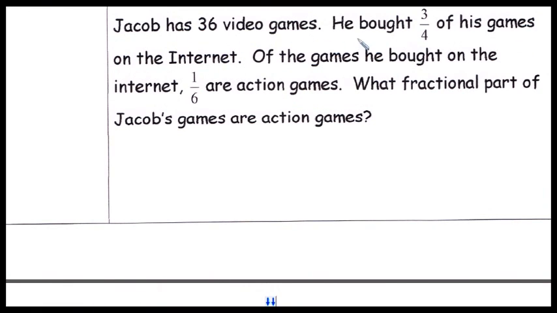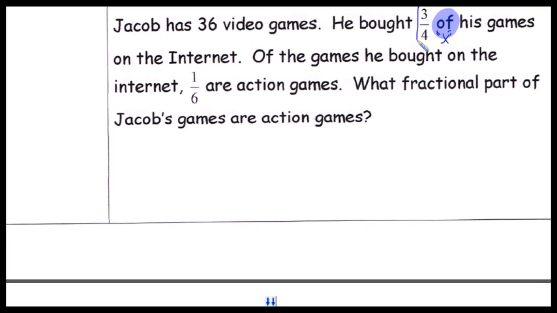So Jacob has 36 video games. He bought 3/4 of his games on the internet. Of the games he bought on the internet, 1/6 are action games. What fractional part of Jacob's games are action games? Well, here's the first thing you need to notice. There's a keyword in this problem, and that keyword is "of." And I want you to remember that this keyword "of" means you have to multiply. And what are you going to multiply? Well, you're going to multiply both numbers that are on either side of this word "of."